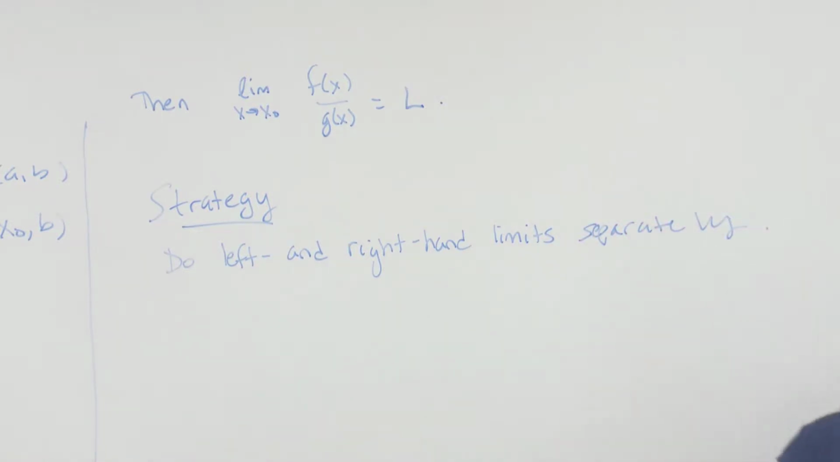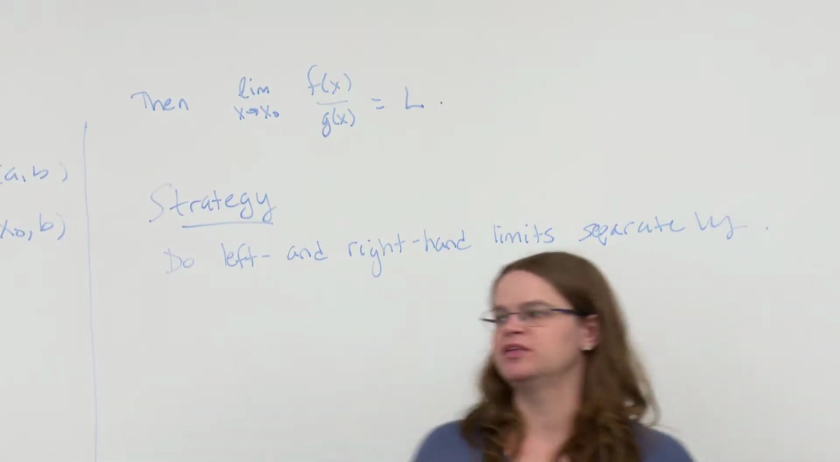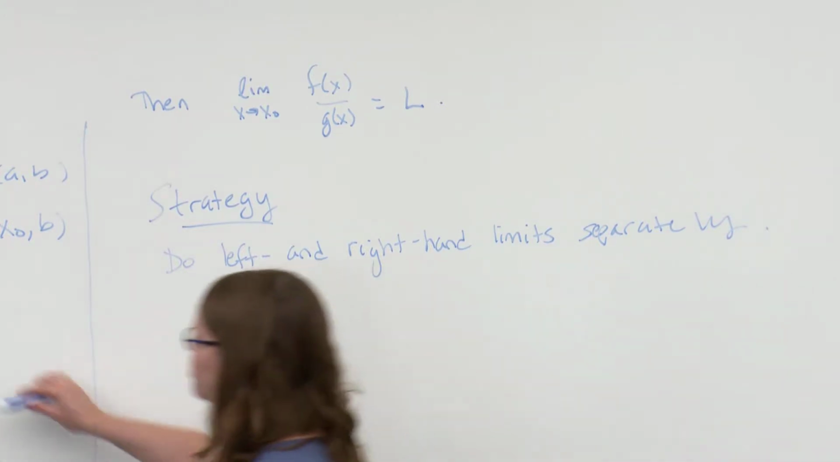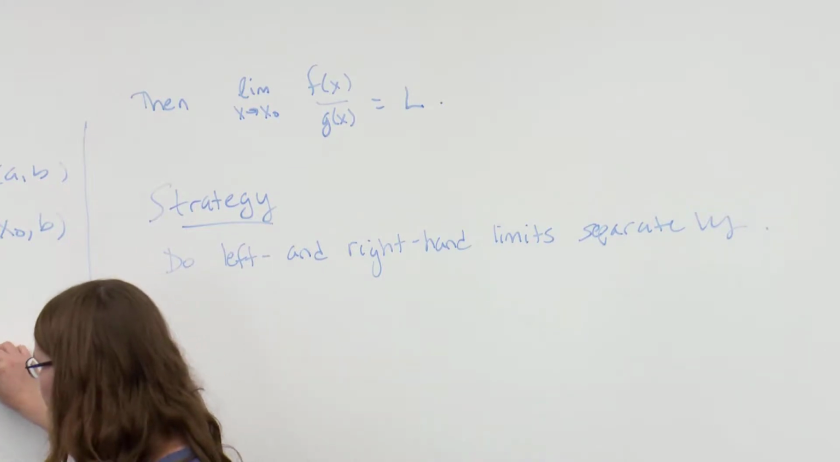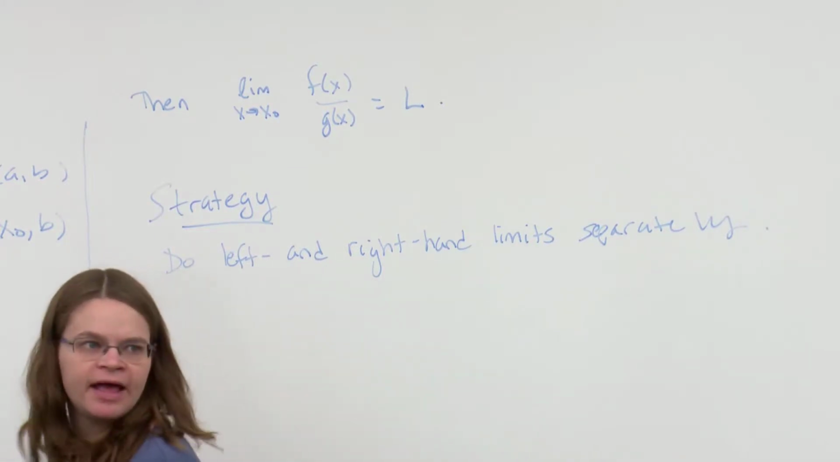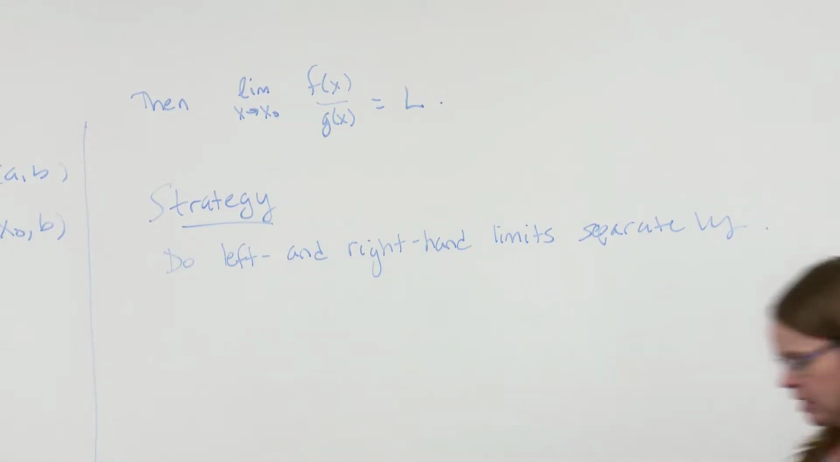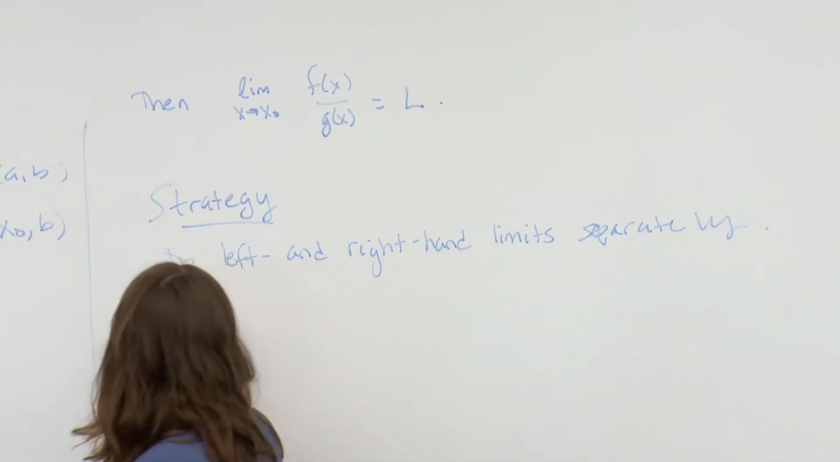I'm only going to argue one of these. We'll do the left-hand limit. The argument for the right-hand limit is completely identical. And let's start with one particular case. Let's start with the 0 over 0 case and assume that we have a limit L that is some finite number. So I'm going to suppose this.